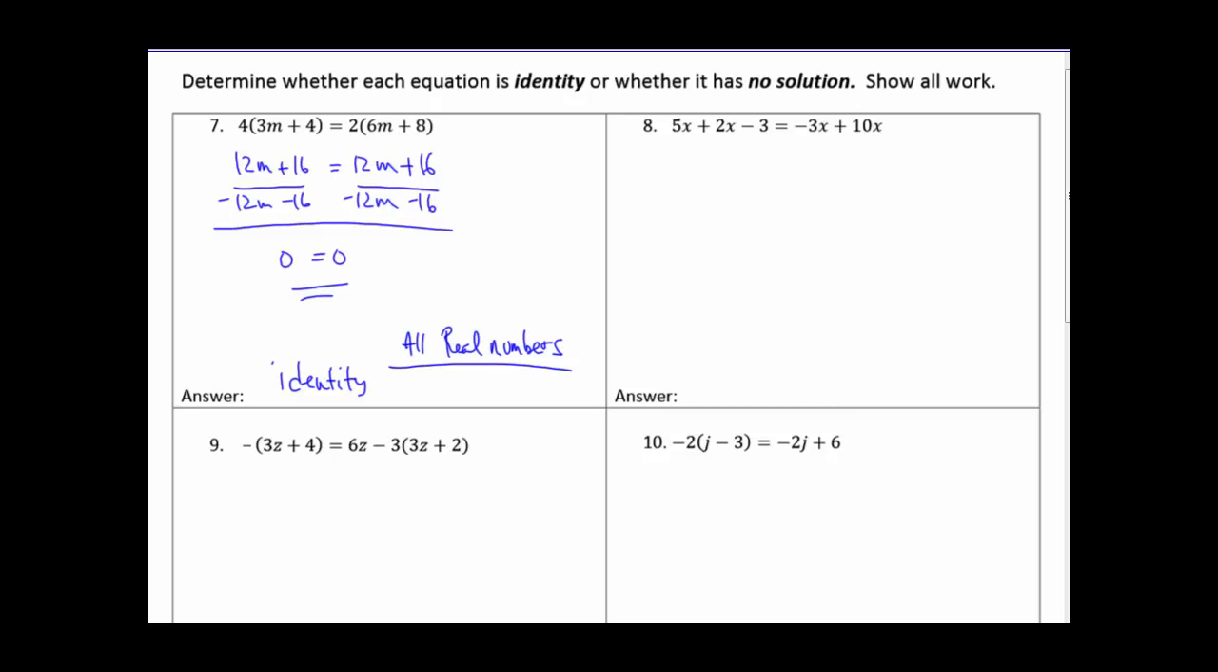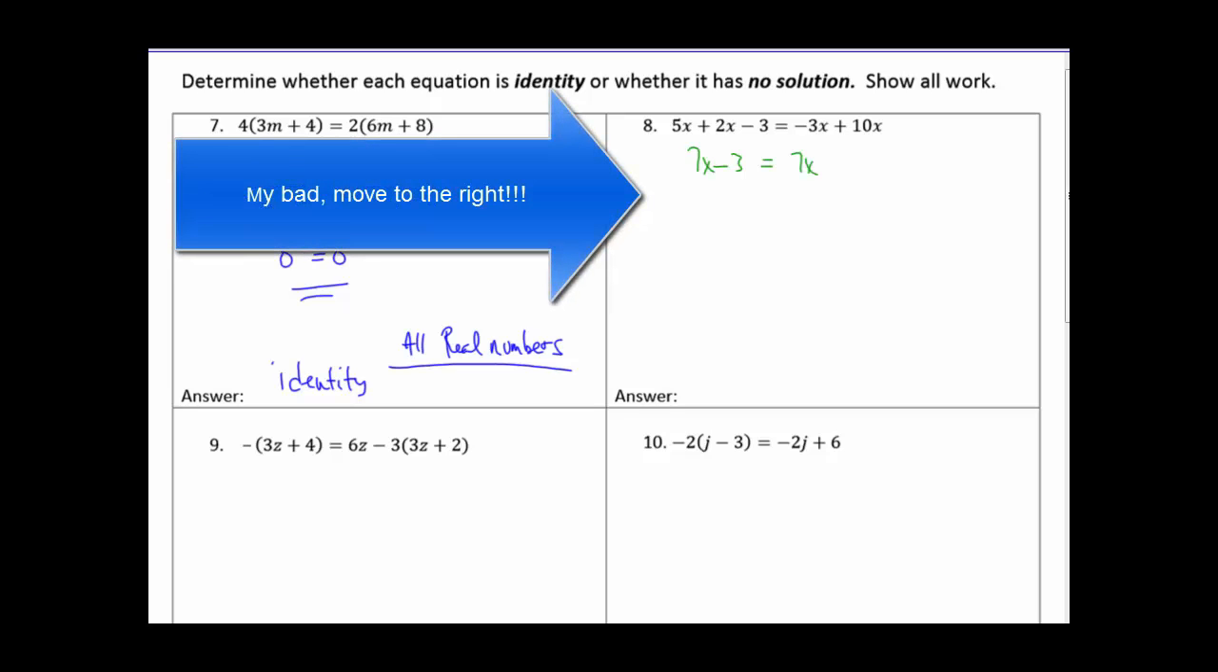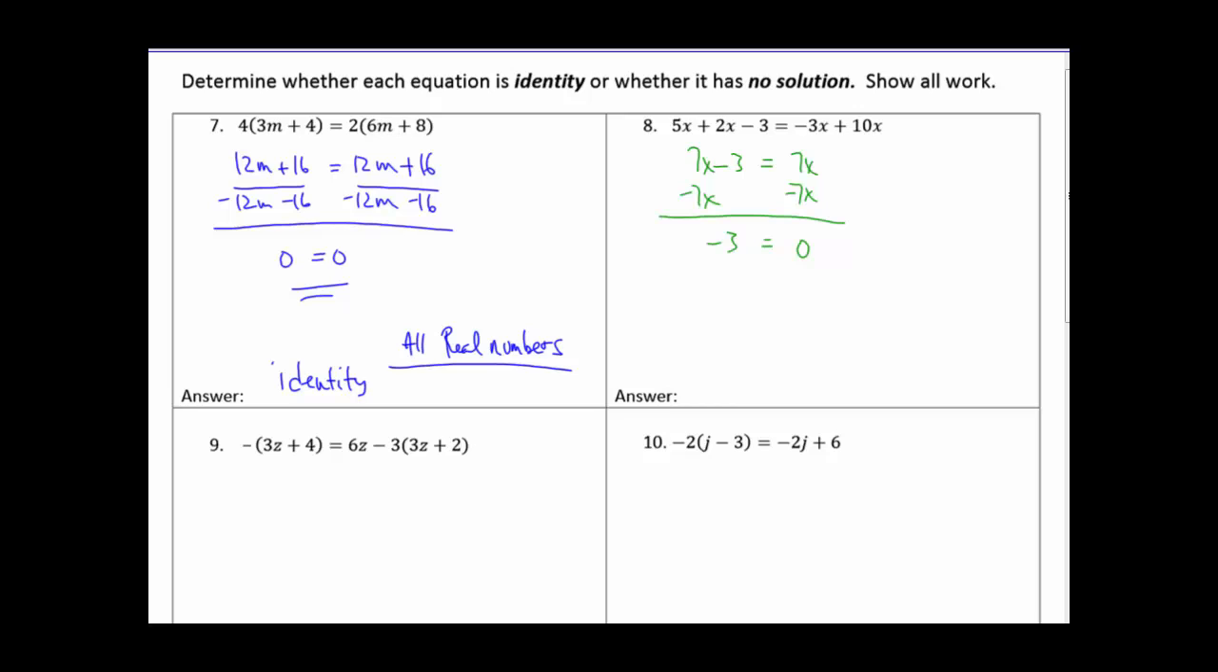Okay. Let's try number 8. Well, we don't have any parentheses, so let's combine like terms. We're going to get 7x minus 3 is equal to 10 minus 3x. Let's move the x's to the left since there is only just an x on that side. So if we subtract this 7x and subtract this 7x, what you're going to notice is the variable cancels out. We get 0. And then we have negative 3 on the other side.